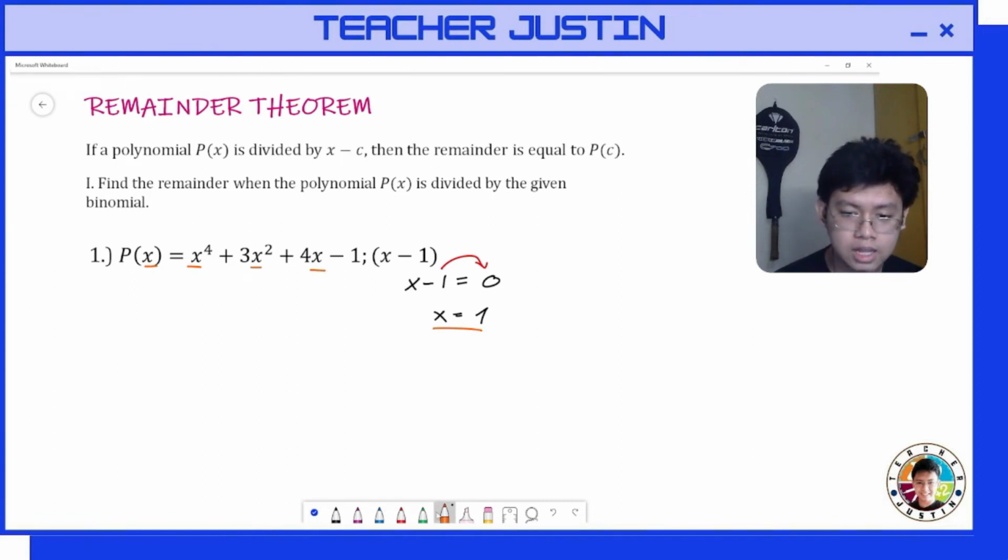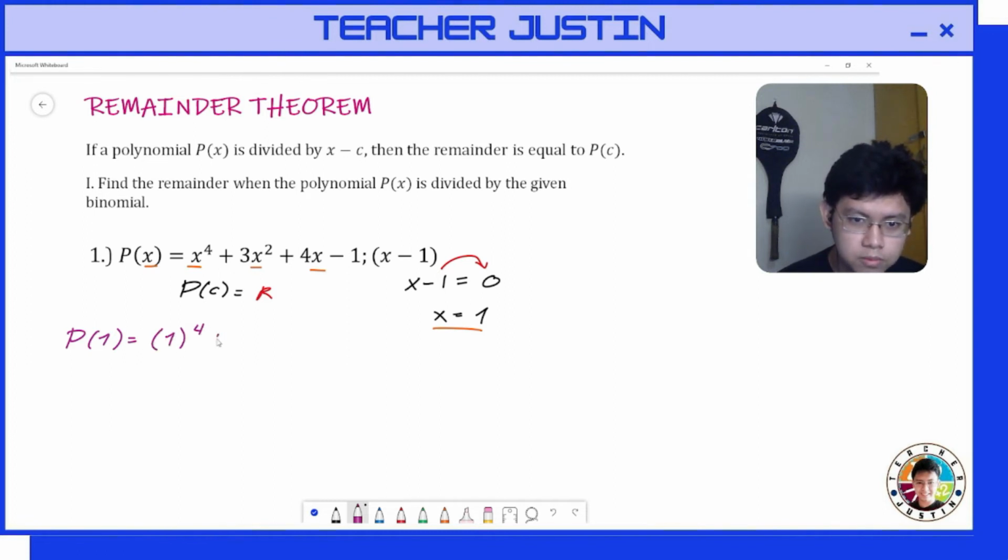Because take note that our remainder is equal to p of c, wherein our c here is the value of x. Now, let's substitute 1 into our polynomial, giving us p of 1 is equal to 1 raised to 4 plus 3 times 1 squared plus 4 times 1 minus 1.